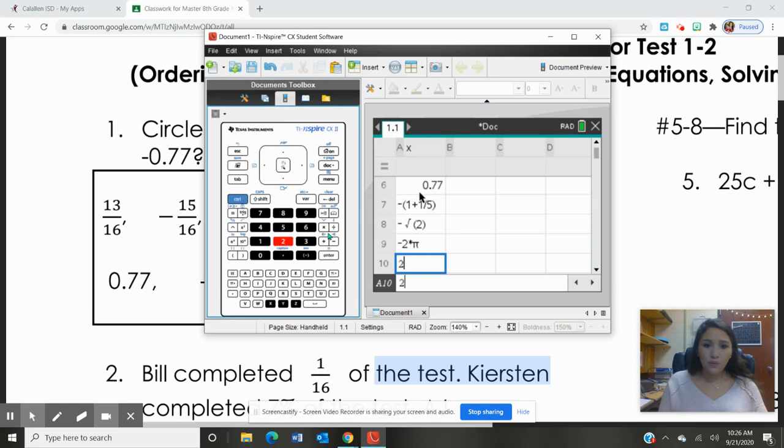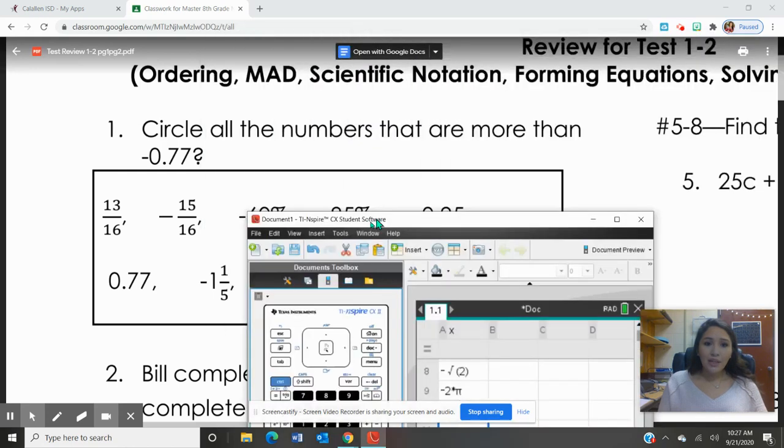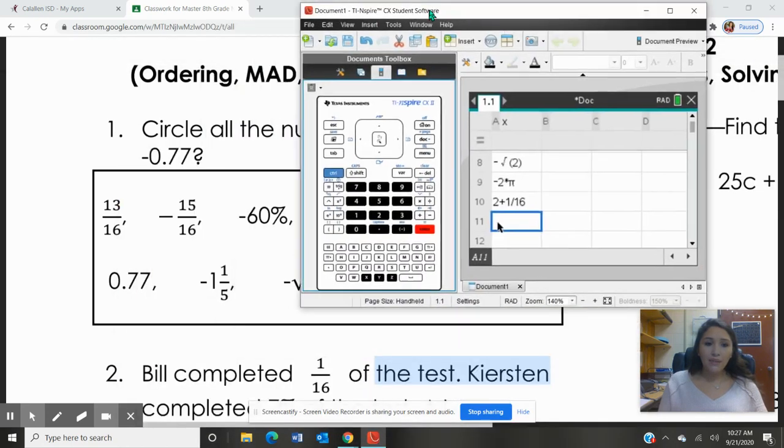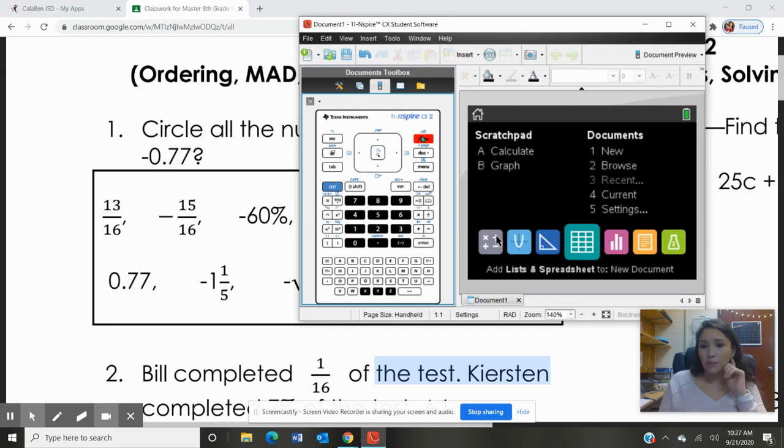Then my last number is 2 and 1/16. So 2 plus control divide, 1 on the top, 16 on the bottom, press enter, and now all my values are in my calculator. But lastly, I have to enter this number right here, negative 0.77. Okay, so I'm going to press enter.